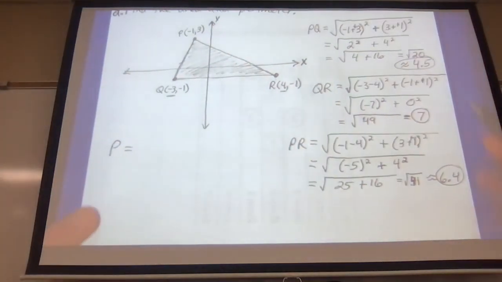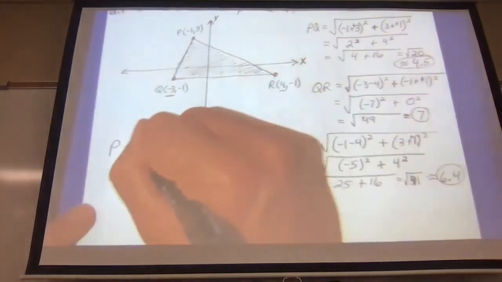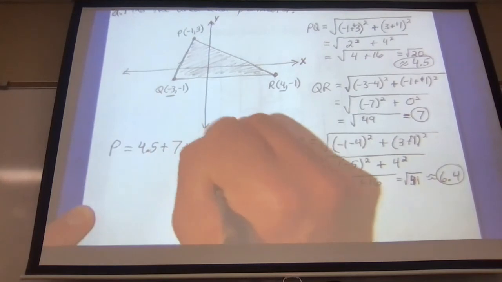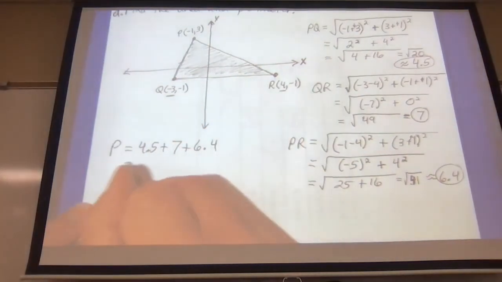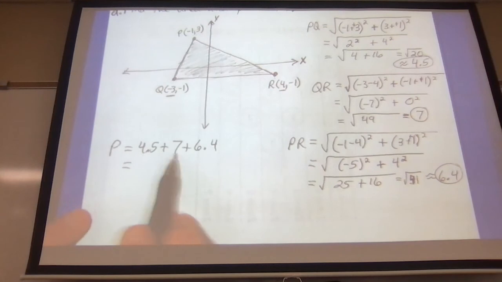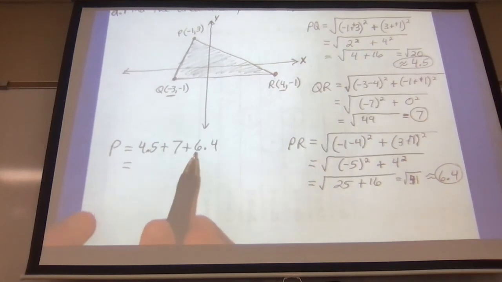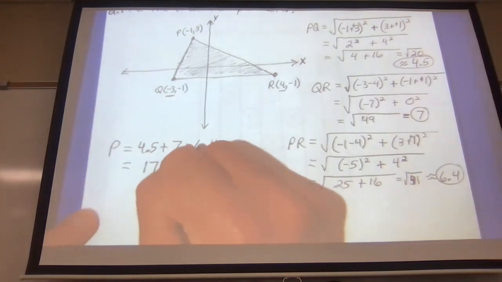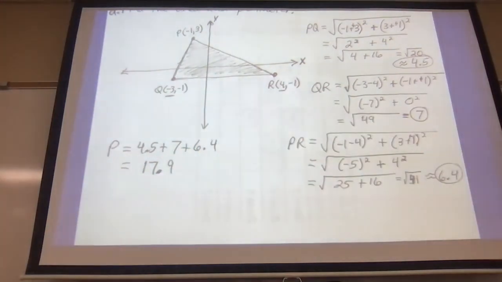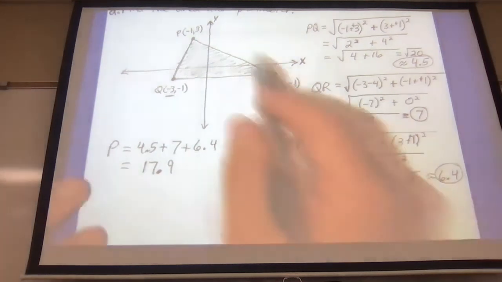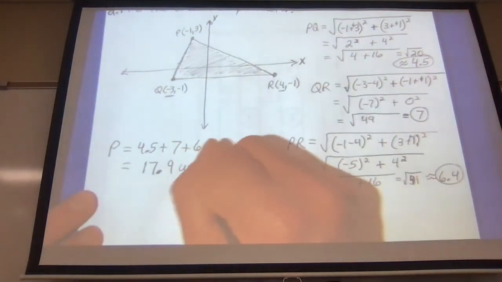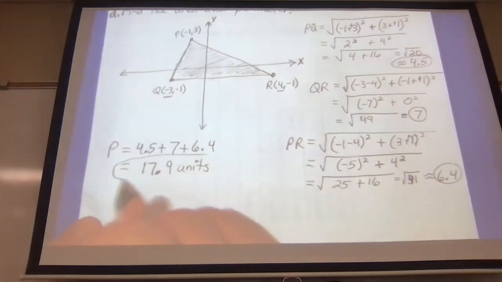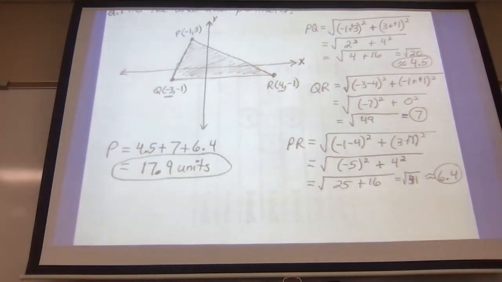Capital P for perimeter. Perimeter is going to be adding all 3 sides together. We would add 4.5 plus 7 plus 6.4 together. 4.5 plus 7 is 11.5. 11.5 plus 6.4 is 17.9. And then again, we don't have units marked. We don't have centimeters or meters or anything like that. So we would just say the perimeter is 17.9 units.